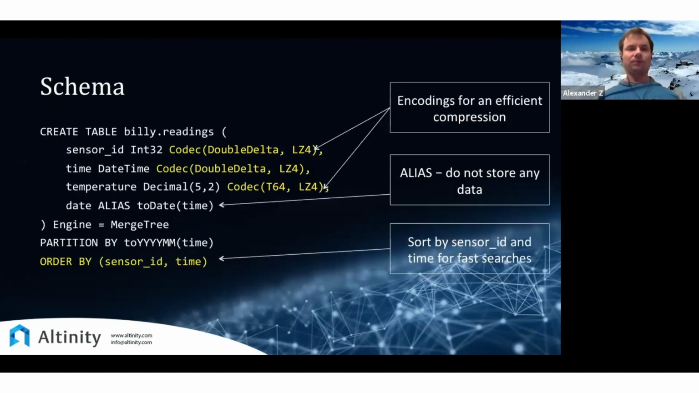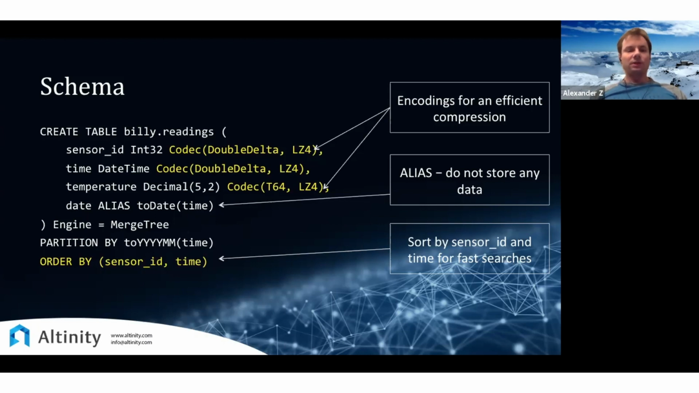And this is what our table looks like. Note several important things. First, we have encodings that we use in order to store data in the most compact and efficient way. We have double delta encoding and a T64 encoding coupled with LZ4 compression. And I will explain in a minute what it means internally. Also, I used an alias column here in order to extract date. And alias doesn't store data at all.